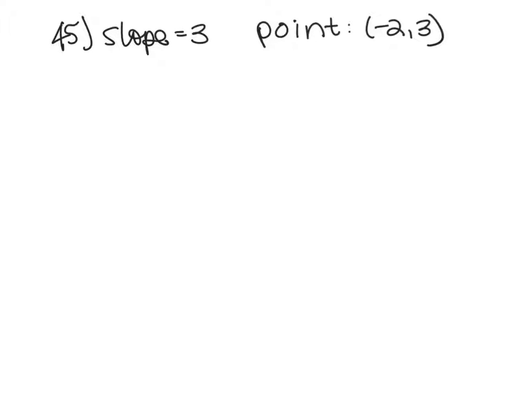So for this problem, we have a slope and a point, which means we're going to use point-slope form of a line in order to create the equation. Point-slope form is y minus y1 equals m times x minus x1, where m is your slope, and the point that they give you is the x1, y1. Remember, in the end, we want to have the x and the y in the equation. So we just need to plug these in and then simplify.